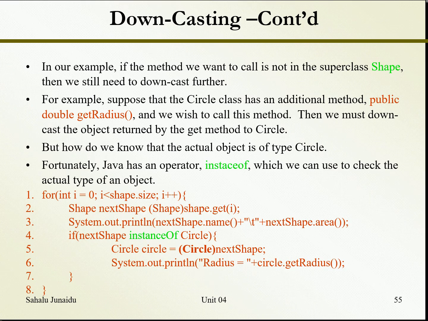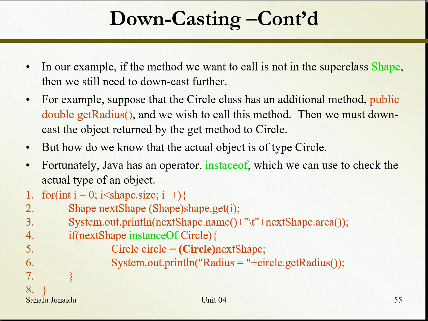But in the case whereby it is only the radius, and we know radius is only available in the subclass, what do we do? This is the way we can avoid falling into an error, by using the instanceof keyword. So it's now saying, is the next shape an instance, meaning an object of circle? If it is an object of circle, then cast that to circle and give us the radius.